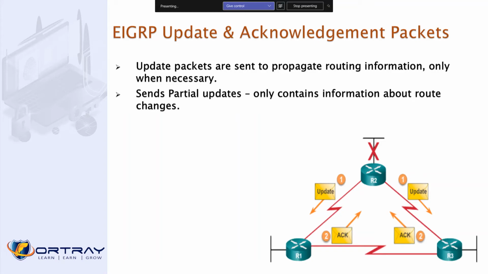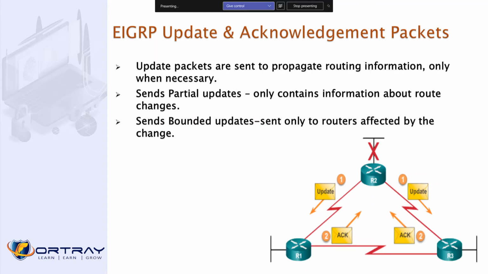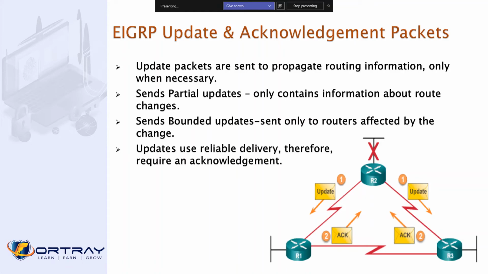Send partial update only. They do not send all the information, only the network which goes down. Only contain the information that the network changes. Send bounded update, send only to the routers affected by the changes.